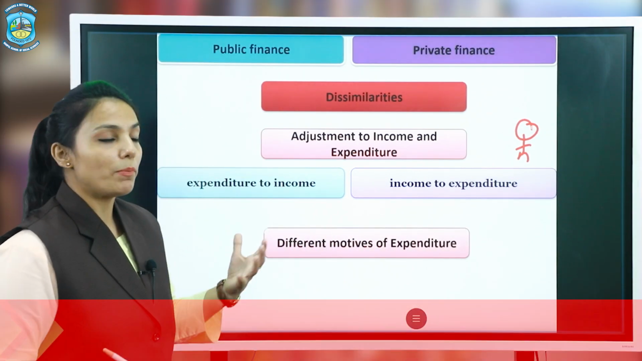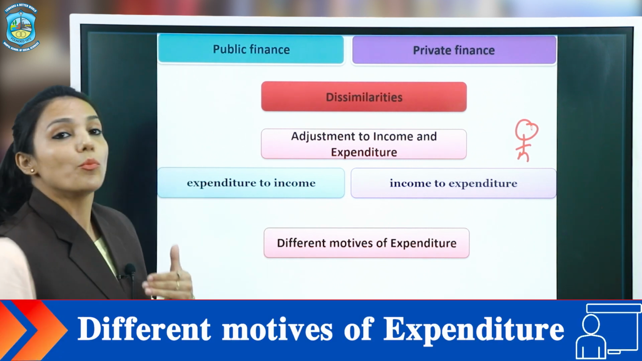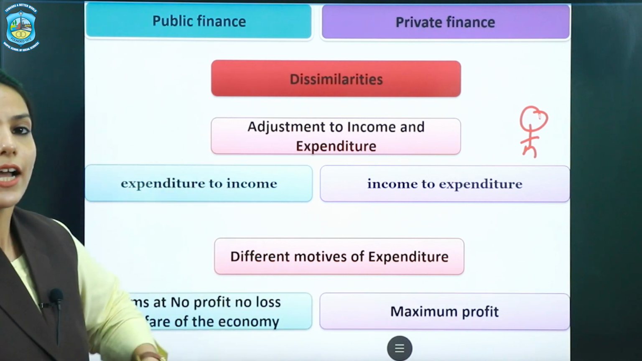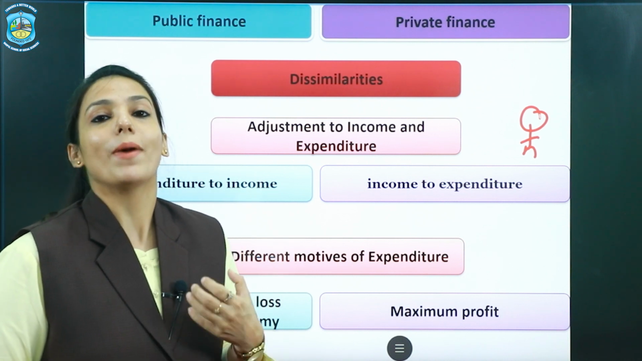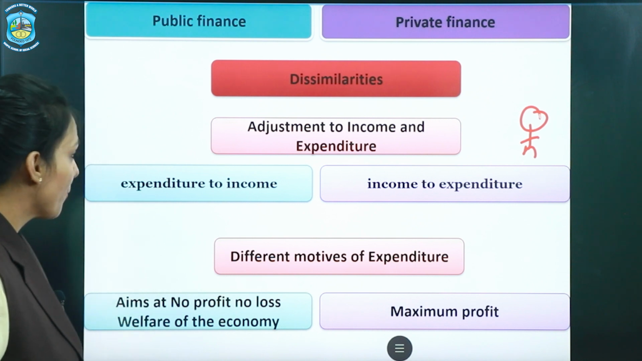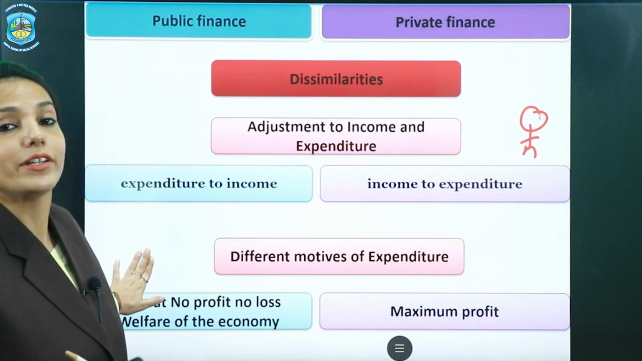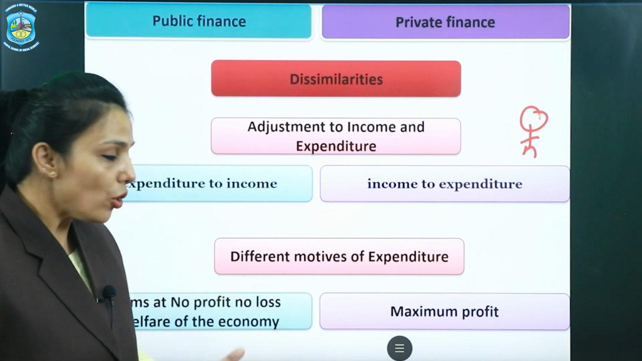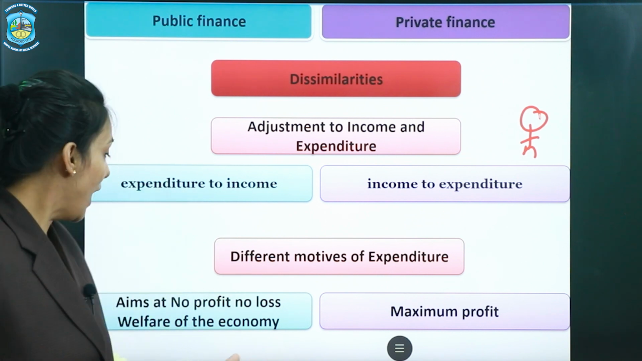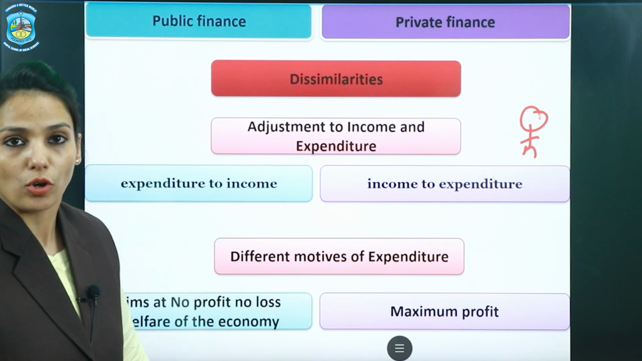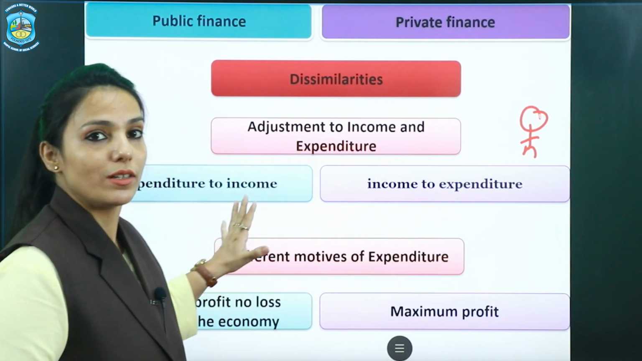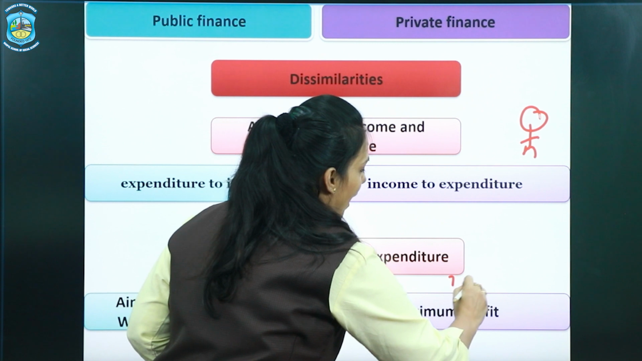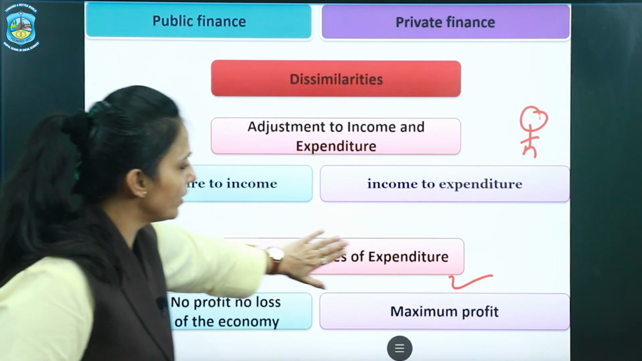The second point of difference between public and private finance is the different motive of expenditure. When we talk about private finance, individuals, when they spend money, want maximum profit. But when the government spends on education, on defense, on providing subsidies, food subsidies, fertilizer subsidies, they are not looking for profit. They are looking for the welfare of the economy. As such, there is a difference in the motive of expenditure between public finance and private finance. That was the second difference.